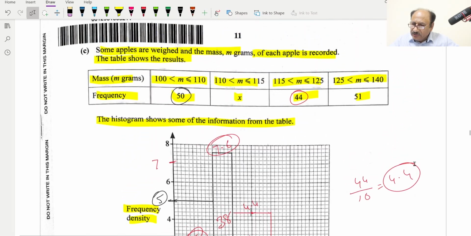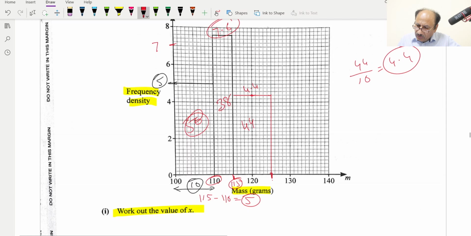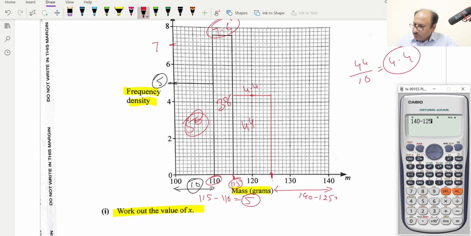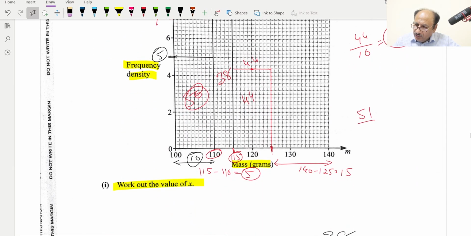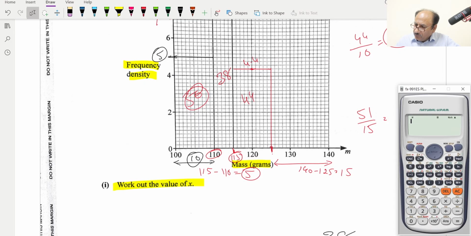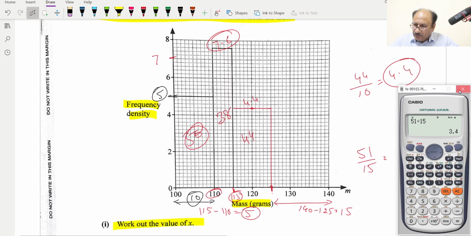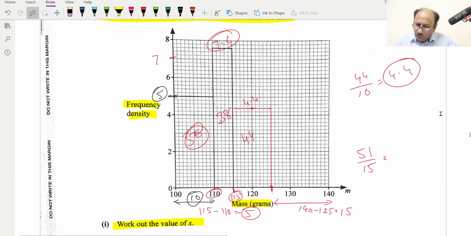And now the last one is 51, and the range is 125 to 140. So 140 minus 125 is equal to 15. So this side is 15. So we can write 51 divided by 15 is equal to 3.4. So 3.4 we can draw from here. 3.4 will be up to this line, so we can draw this line over here and up to this line, and this is our final answer.